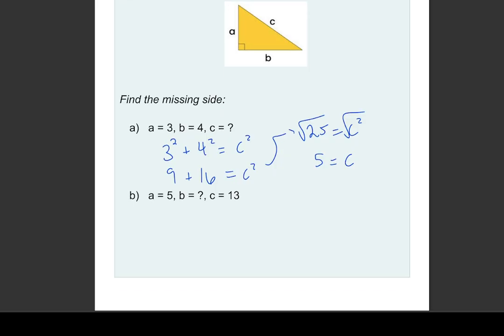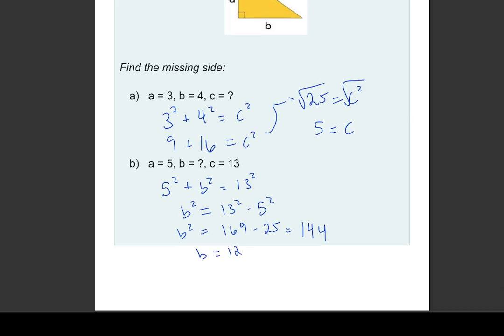Alternatively, maybe we're given a and c, and we need to find b. So we have 5 squared plus b squared equals 13 squared. We need to solve for b. So I'm going to subtract 5 squared from both sides, and I get b squared equals 13 squared minus 5 squared. 13 squared is 169. 5 squared is 25. That gives us 144. So b squared is 144. That means that b equals 12.